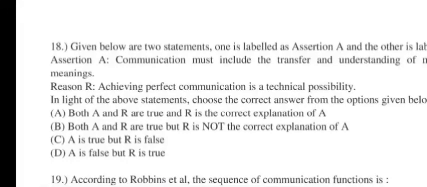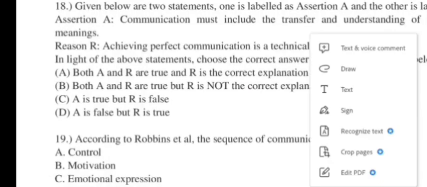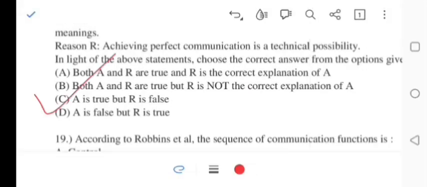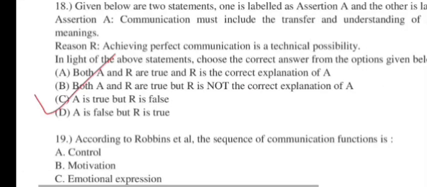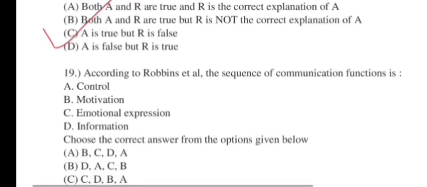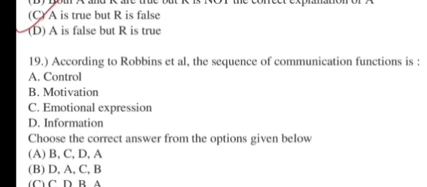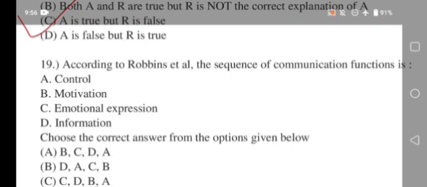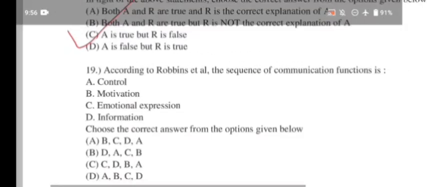Both A and R are true and R is the correct explanation of A. Both A and R are true but R is not the correct explanation of A. A is true but R is false. A is false but R is true. Question number 18, the correct answer will be A is true but R is false, meaning assertion is true but reason is false.